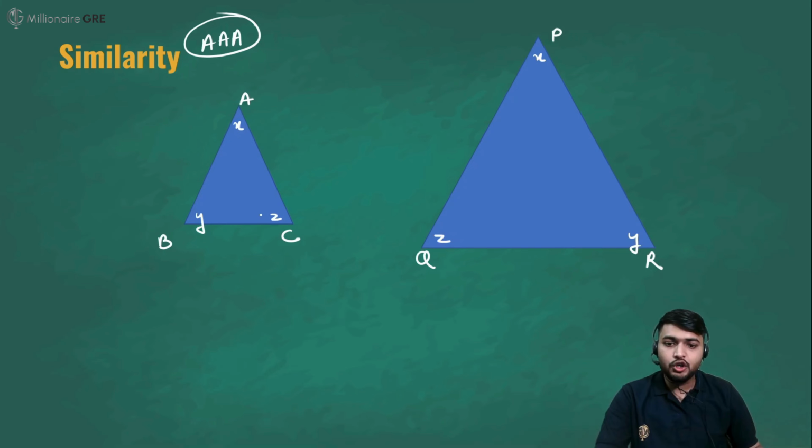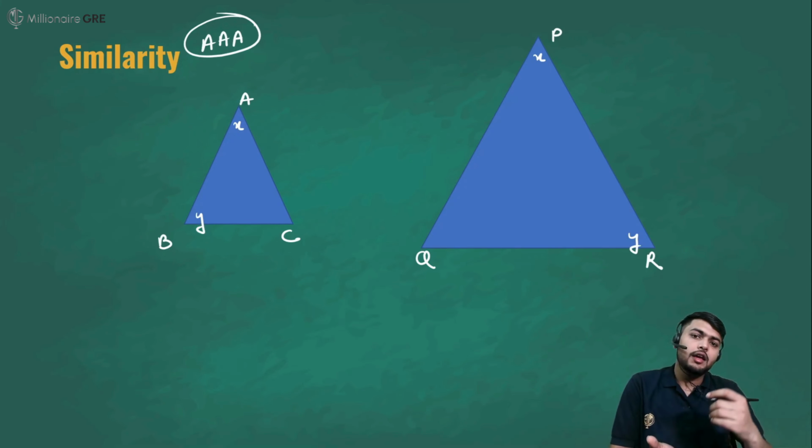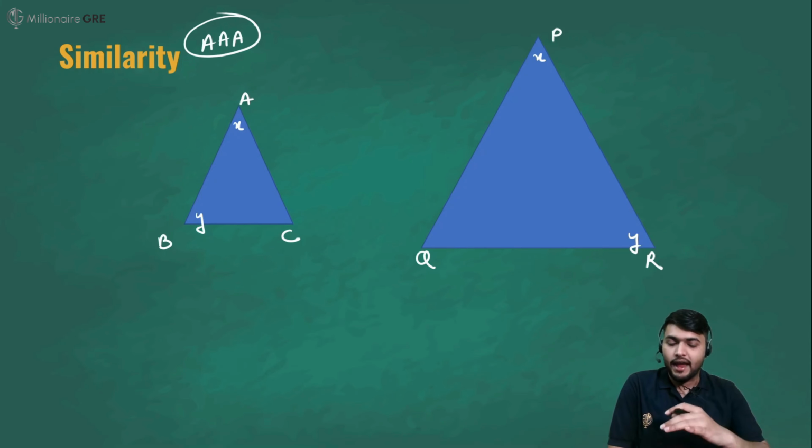Now even if two angles are the same, still the triangles are similar, because if two angles are the same, the third is bound to be the same. The third will also be the same. So angle angle is the same as angle angle angle. Even if two angles are the same, the triangles are similar by angle angle or angle angle angle. They both are the same.